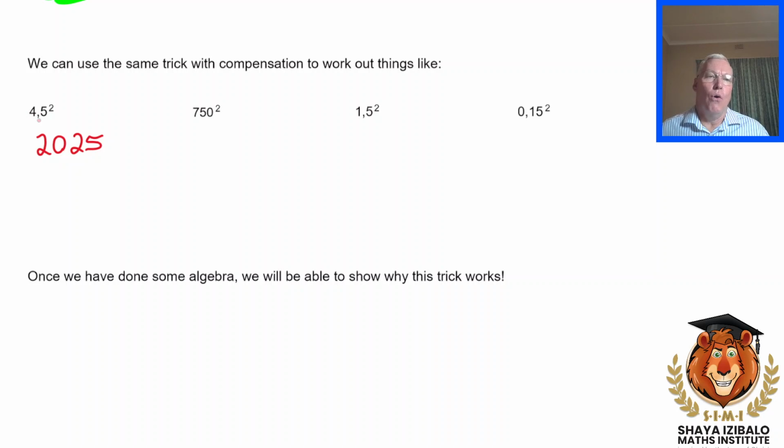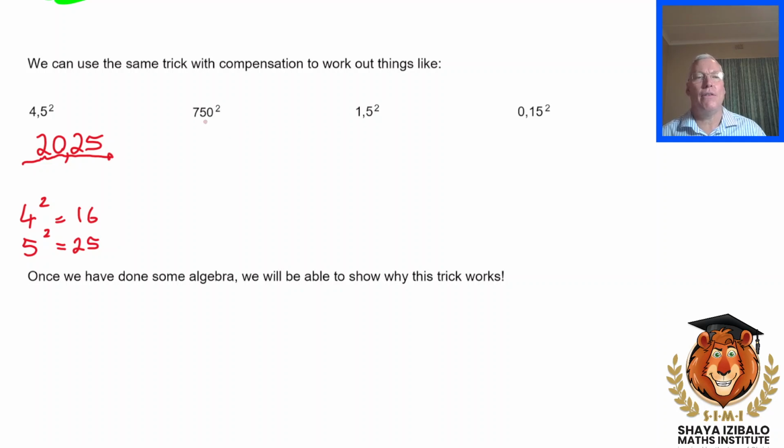Now, if you square 4, just 4, you will get a number like 16, won't you? And if you square 5, what will you get? You'll get 25. So 4.5 squared must be somewhere in between these two numbers. So 4.5 squared must be 20,25. Right?